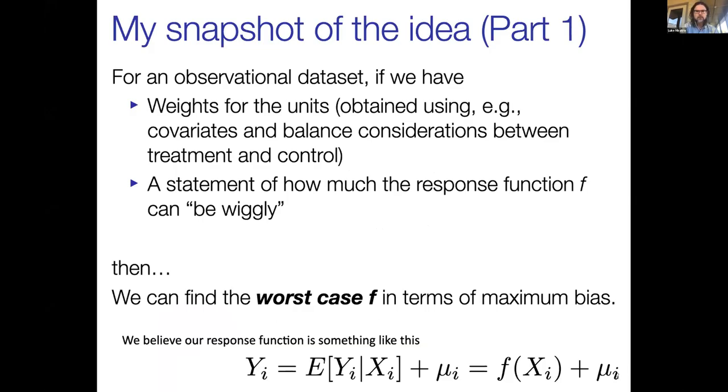So my takeaway, there's two main ideas, and I'm just going to repeat these ideas to see how wrong I am. I look forward to being corrected. But the first idea is, if you somehow obtain, using matching or whatever, a collection of weights for units and a statement of how much you think the response function, the relationship between Y and covariates, both on the treatment and control sides, is wiggly, you can do this optimization to find the worst case F in terms of the weights you pick. So basically, you do some matching, and then there's going to be the worst case response function that is going to make your matching the worst idea possible given the constraints of the function.